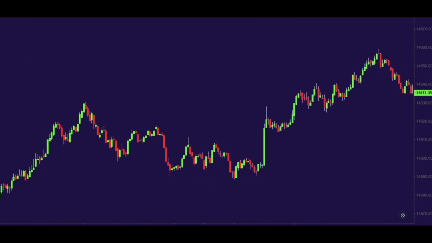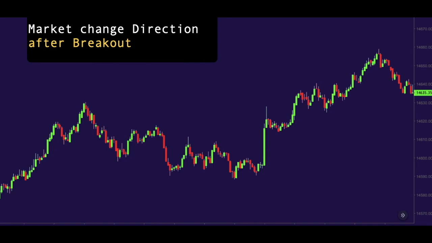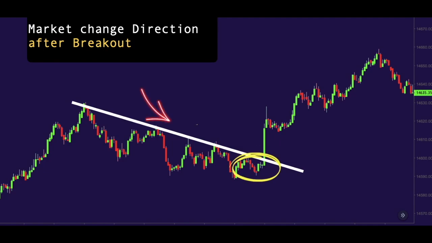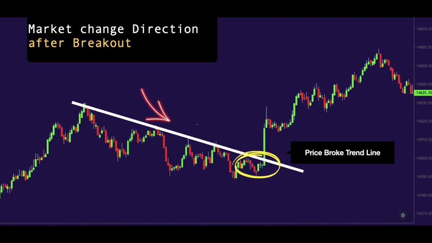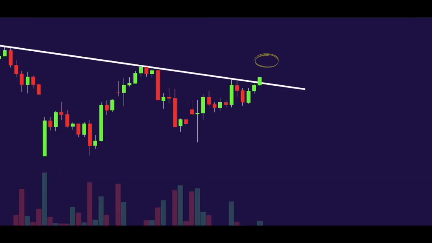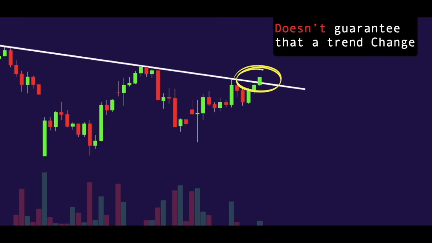In the second pattern, the market changes its direction after the breakout. For example, if I draw a trend line like this, we clearly see the market is in downtrend, right? After this downtrend, we get a breakout here, and when the stock price breaks this trend line, the stock starts moving in the opposite direction. So this way of trendline trading is called trendline breakout strategy. Please remember, just because the stock touched the trend line, it does not guarantee that the trend will change. We need to use additional price action techniques which I'll be discussing in this video.